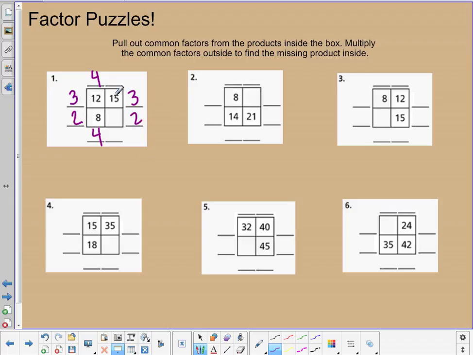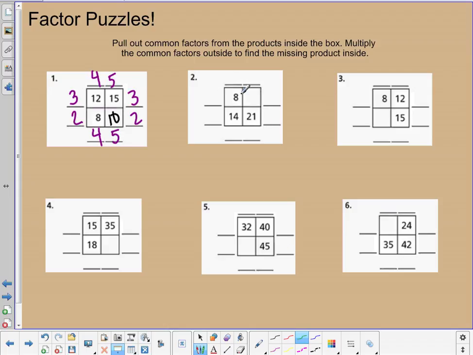That factor also has to be 2. And with the 15, 3 times some number gave us 15. Well, we know that that's 5. So this number is 5. That means that number is 5. And the missing product that goes in that hole is 10. 5 times 2.